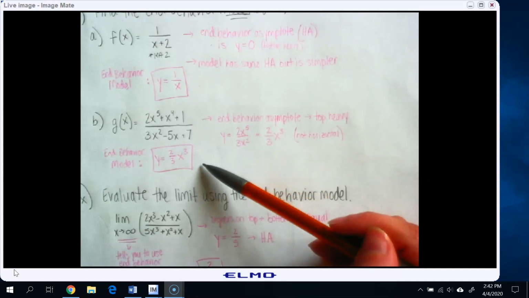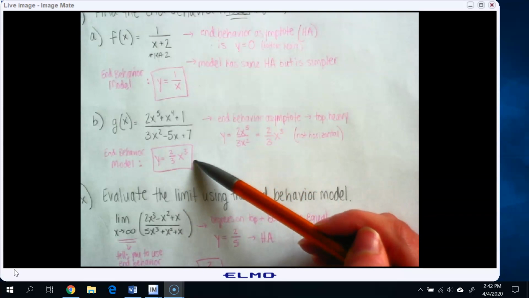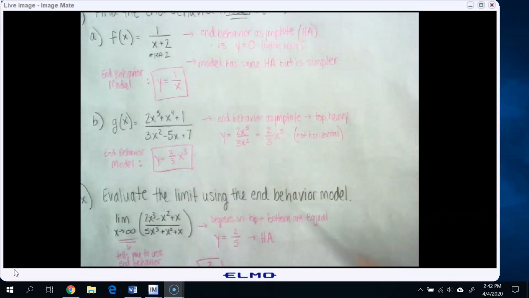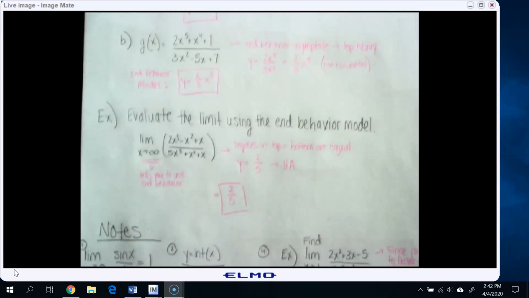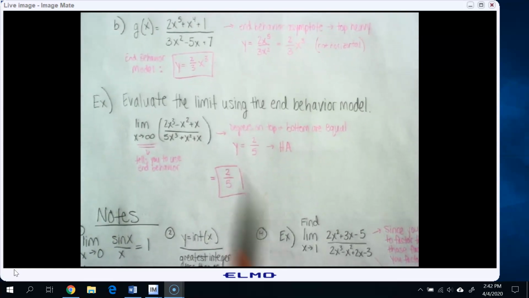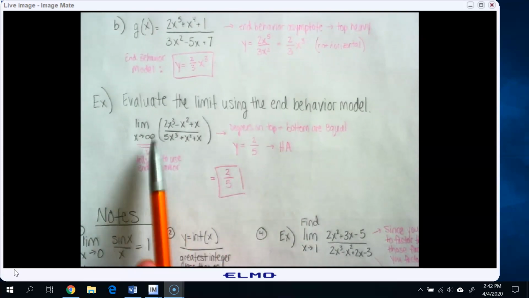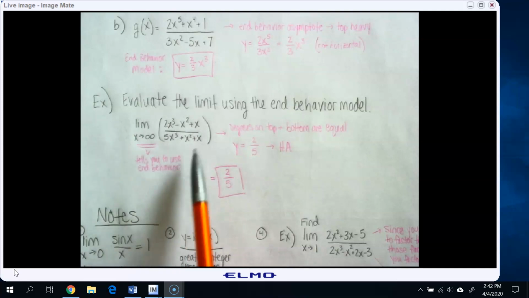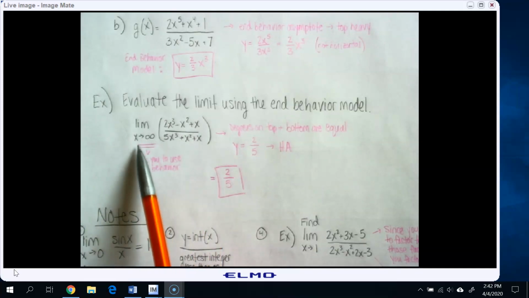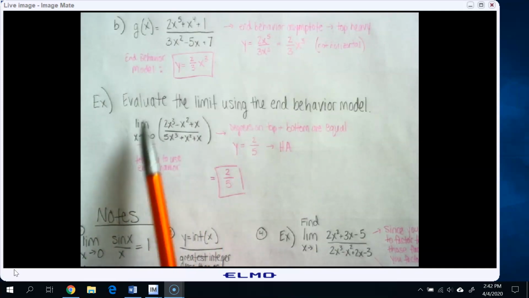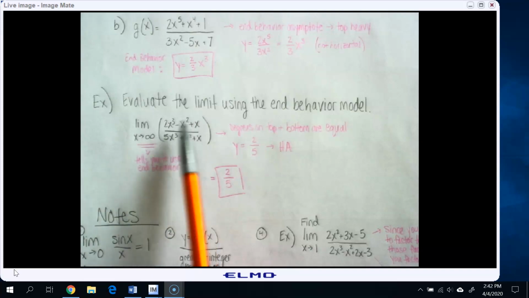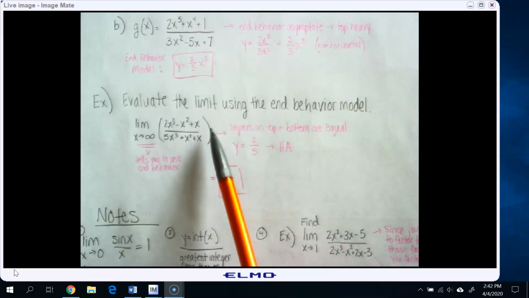So that's the function that I would use to model my end behavior. All right, and the idea of an end behavior model is it should help us evaluate limits that are approaching infinity. So for example, this is similar to that last one, but now we're actually calculating the limit. So we want to find the limit as x approaches infinity of this function. Well, again, that would be the end behavior.